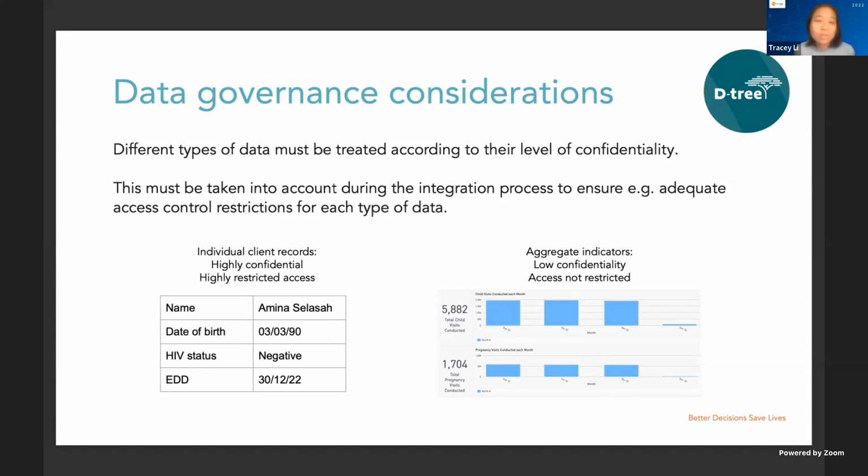The way these different data types need to be treated and governed has to be taken into account during the integration process, so that, for example, adequate access control restrictions are put in place for each type of data, in terms of whatever systems and tools we're using.